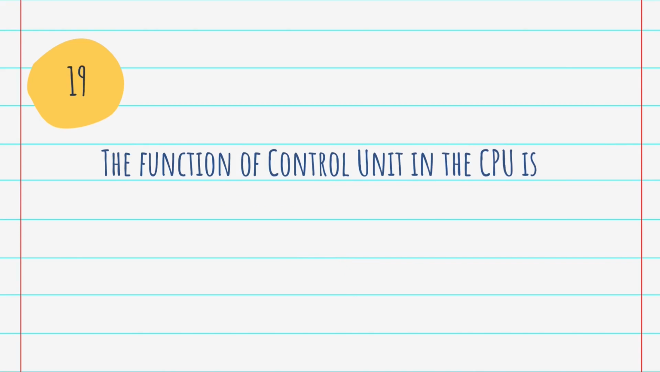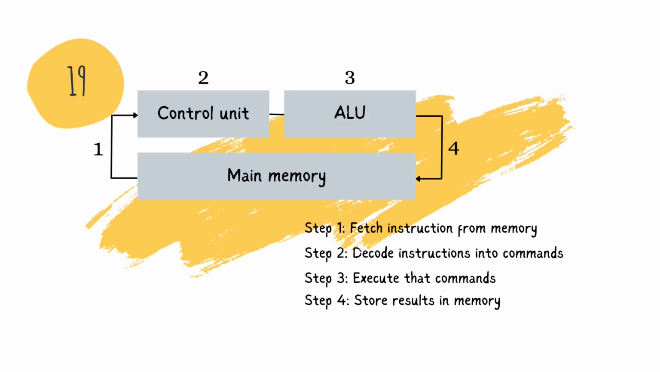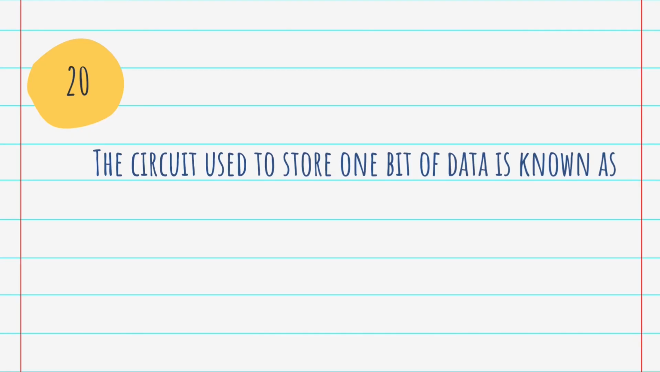Question number 19. The function of control unit in the CPU is. Answer is to perform logic function. Control unit is a mesh that directs the operation in a computer's processor. It lets the computer's logic unit, memory and both input and output devices know how to respond to instructions received from a program. Control unit receives the input information from memory and converts it into control signals. These signals are then sent to CPU. Computer's processor carries out the operation with the hardware attached to it, and the final result gets stored into the main memory again.